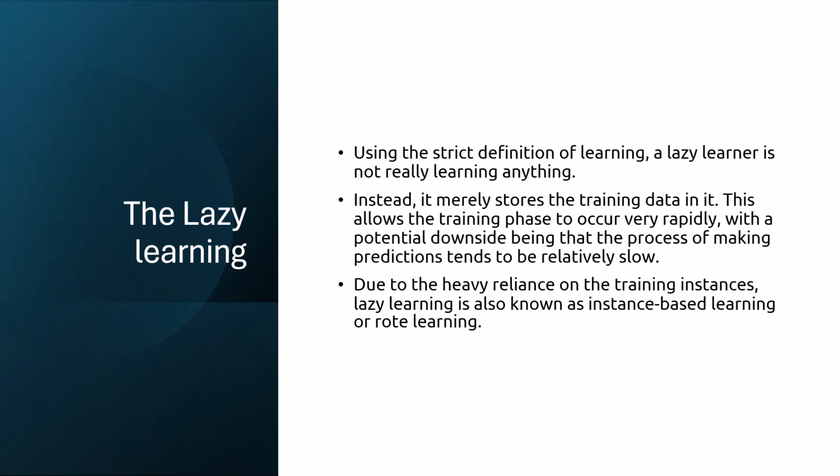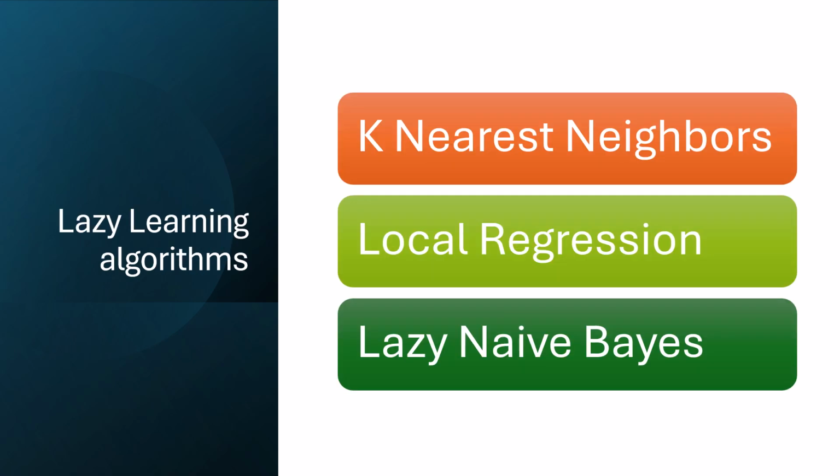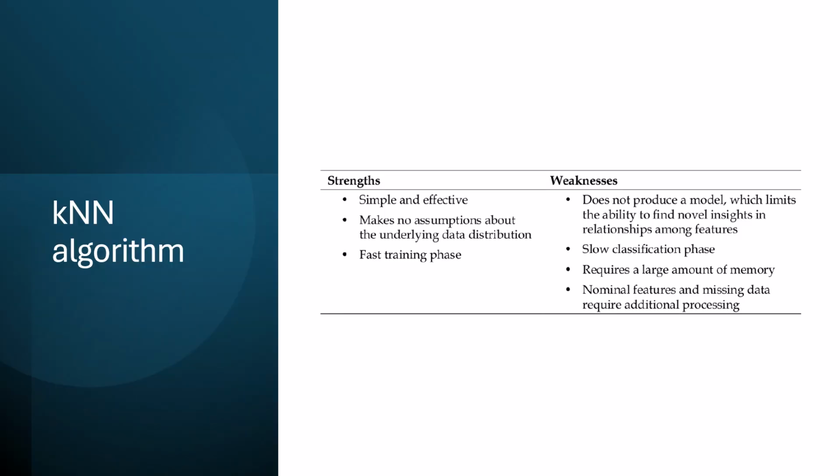A lazy learner is not really learning anything. It merely stores the training data. It thus allows the training phase to occur very rapidly, with a potential downside being that the process of making predictions tends to be relatively slow. Due to the heavy reliance on the training instances, lazy learning is also known as instance-based learning or rote learning. Lazy learning algorithms include k-nearest neighbors, local regression, and lazy Bayes.